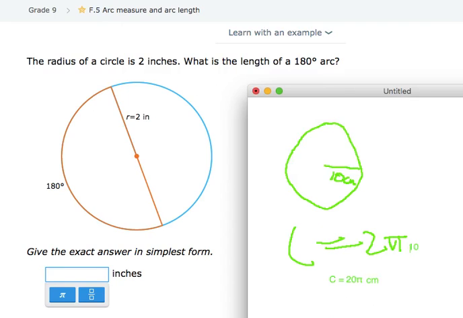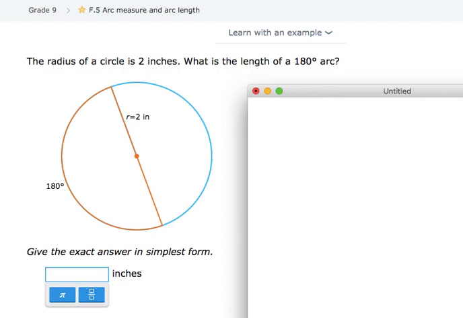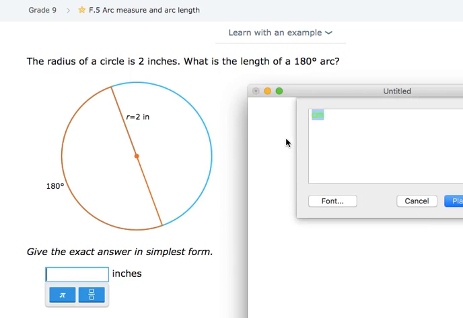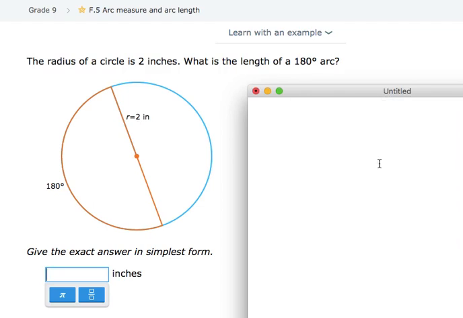Right, and if we look at the question they have here, this example is one I just made up over here. They're saying the radius of a circle is 2 inches. What is the length of a 180-degree arc? So first you get your circumference. Circumference is equal to 2 times pi times my radius, which in this case is 2 inches. If I want the full circumference, I'm going to simplify this on the right.